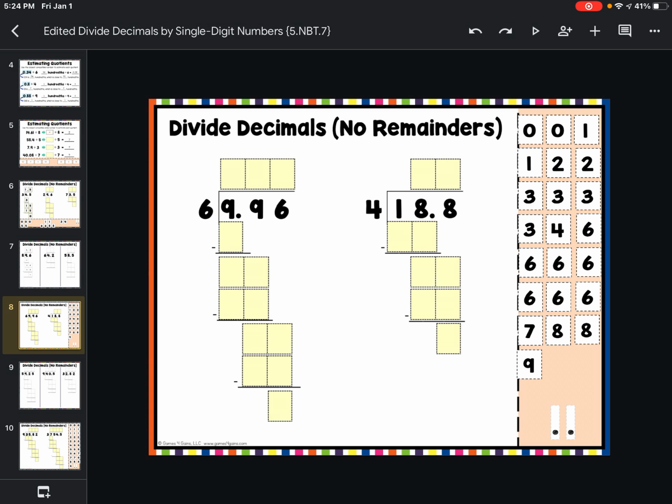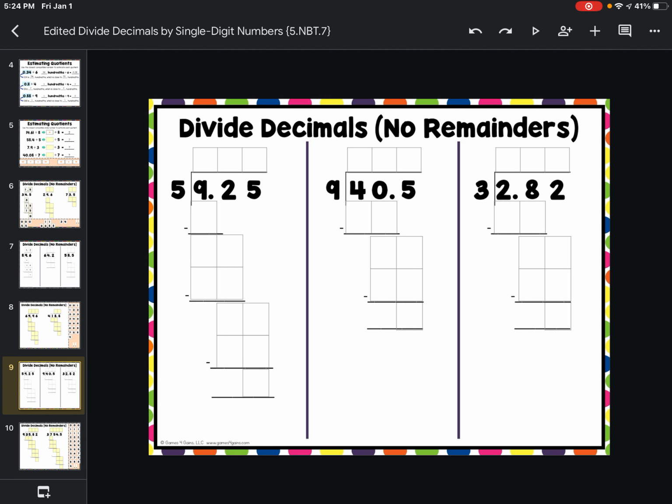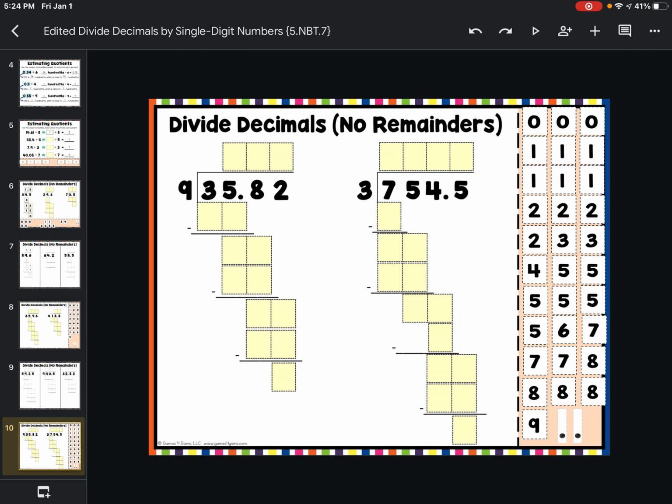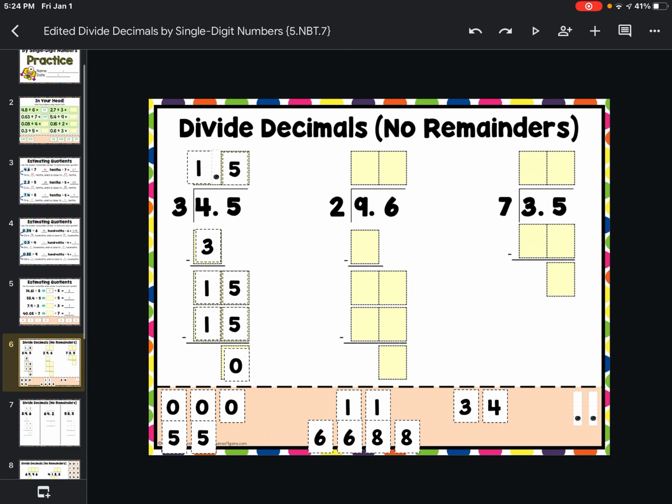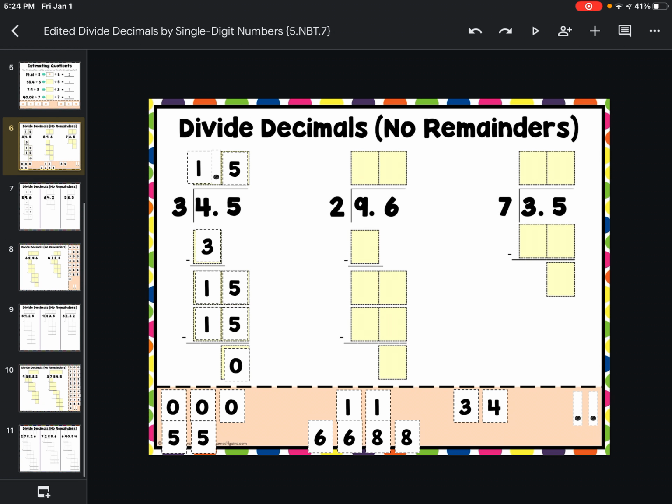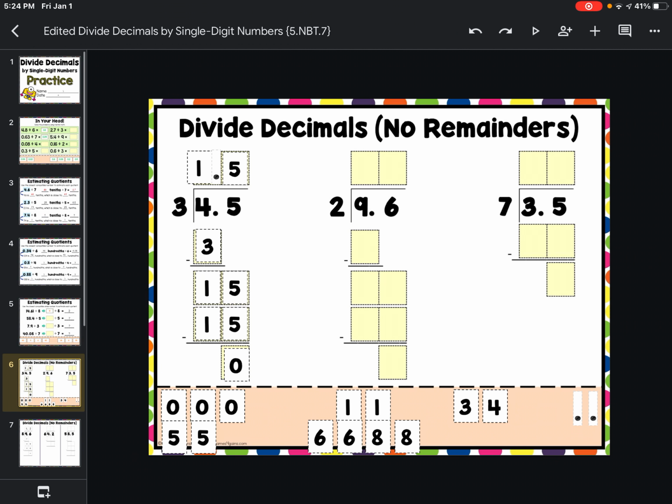So number 8, pretty similar to slide 6. You're going to drag and drop your numbers in and simply divide. Don't forget to drag in your decimal point. 9, you're going to be writing it in. It's just a little bit longer of an answer or of a problem. 10, dragging and dropping again. And 11, writing them in. So just extra practice. And you are expected to do 2 through 11. If you're in blue group, I believe I said pick 4 slides to complete.